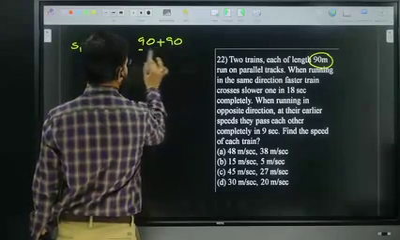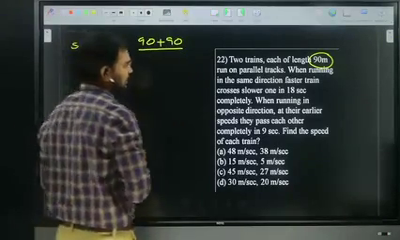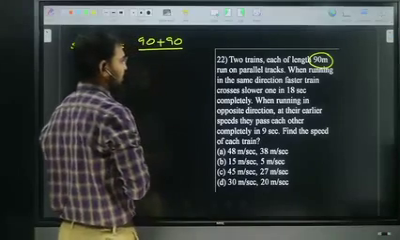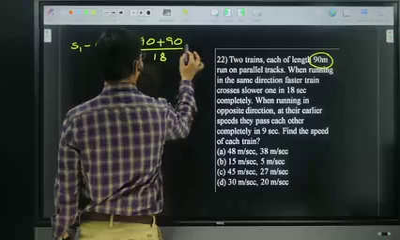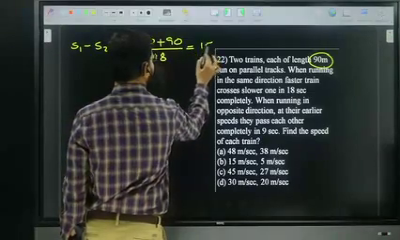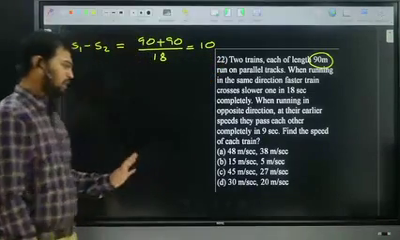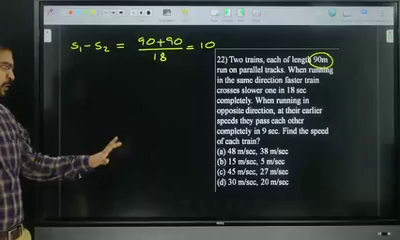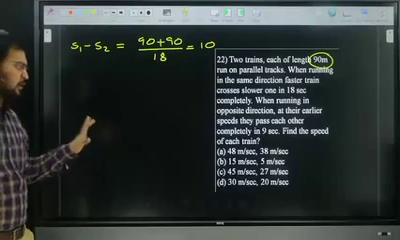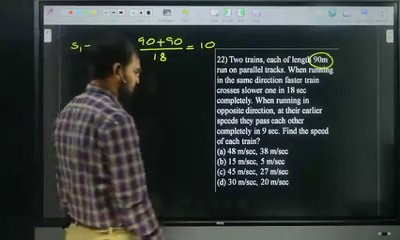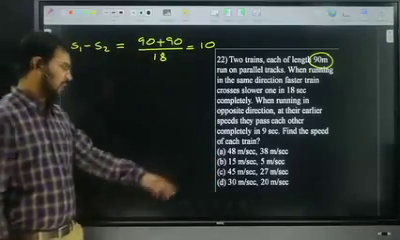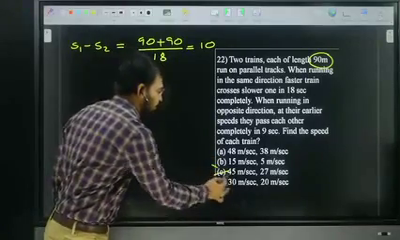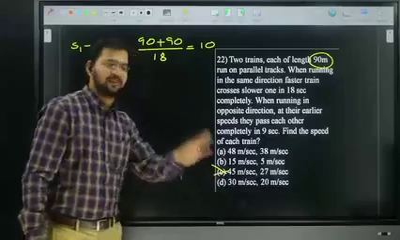180 divided by how many seconds? When running in the same direction, it crosses the slower one in 18 seconds. So 180 by 18 is nothing but 10. No need to do anything else, just see the options. The difference of their speeds is 10. But almost all the options have a difference of 10, except option C. The remaining three options all have a difference of 10.